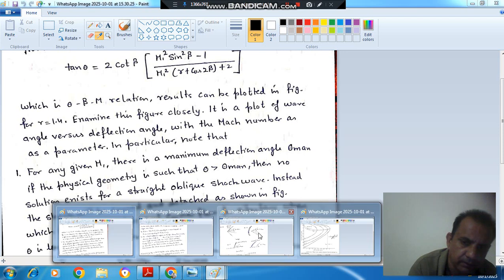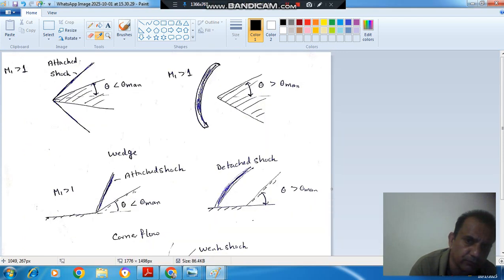If theta is greater than theta max, then this type of shock will take place. It will be detached and curved. If theta is less than theta max, then this type of shock will take place. It will be attached and straight, not curved. The theta-beta-M chart shows that there is no solution for theta greater than theta max, but there is a solution, and there will be a curved shock.